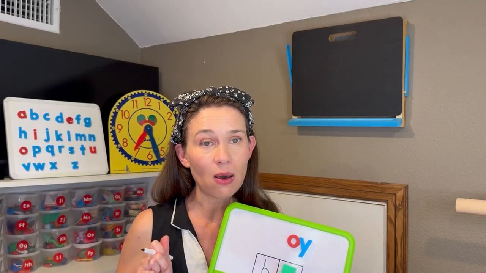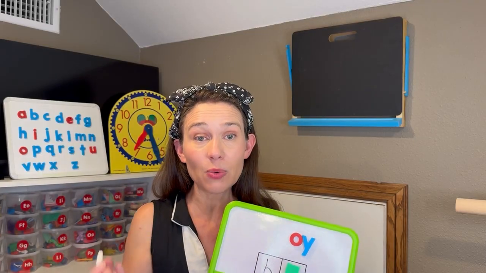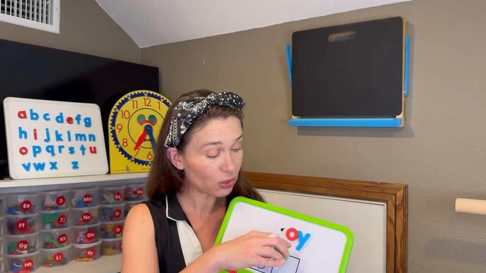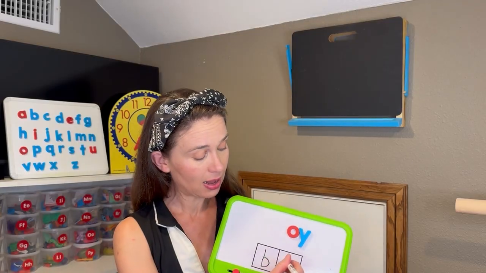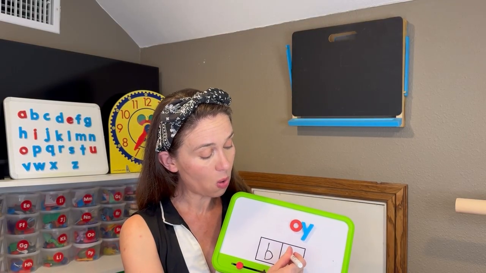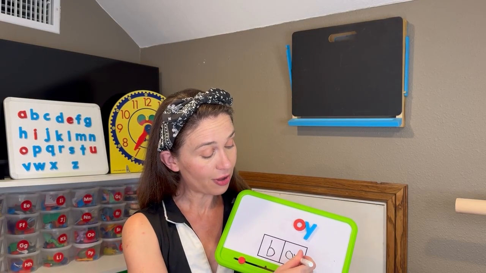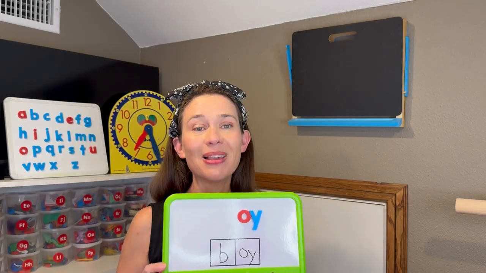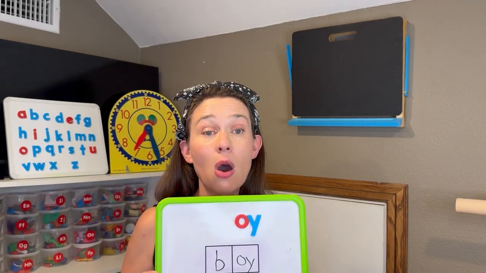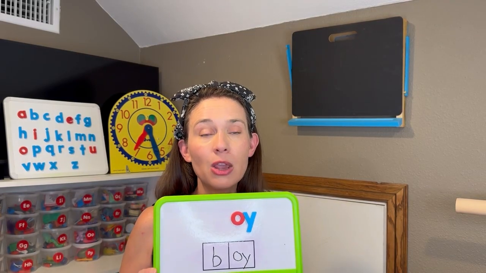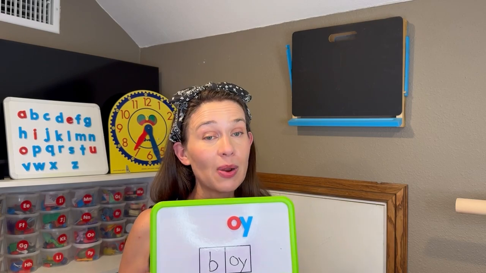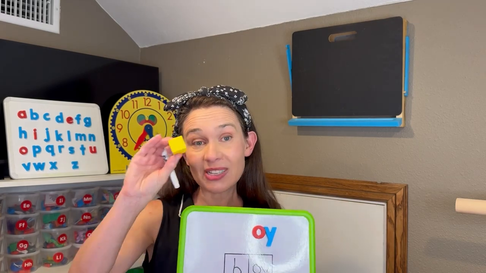And what do I know about the OI sound at the end of a word? I know that it's going to be the OY. So I'm going to put the OY together in the 1 box because they're working together to say the OI sound. Remember, each box only represents 1 sound, and that's why we started with our cube.